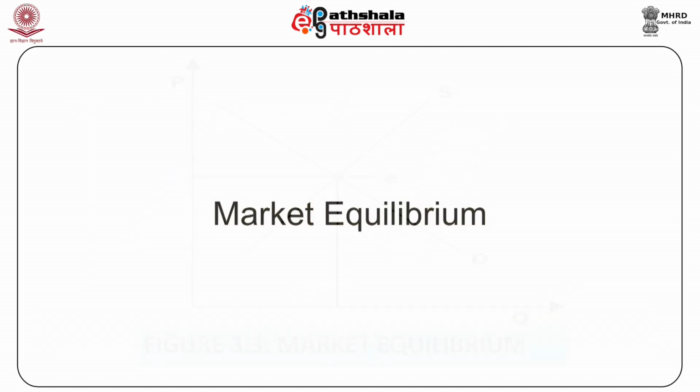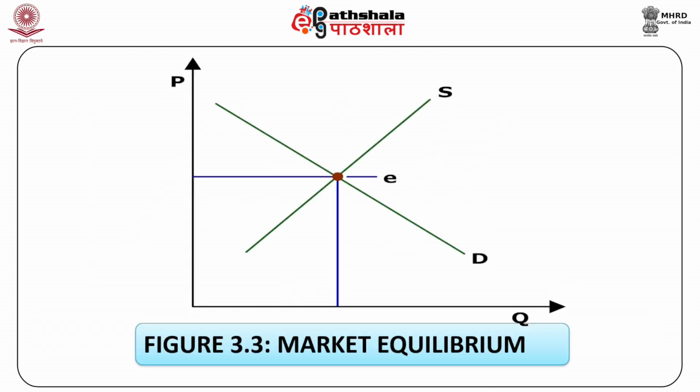Market equilibrium. Now, we have just seen that the demand curve shows what consumers wish to purchase at various prices, and the supply curve shows what producers wish to sell. Now, when the two are put together, there is only one price at which the quantity the consumers wish to purchase equals the quantity that firms wish to sell. The intersection identifies the equilibrium price and quantity in the market.